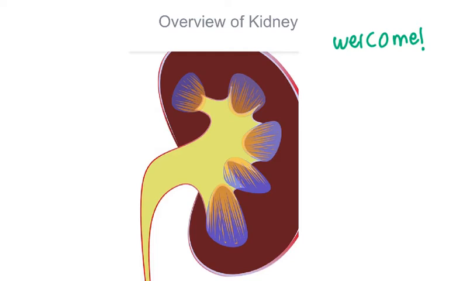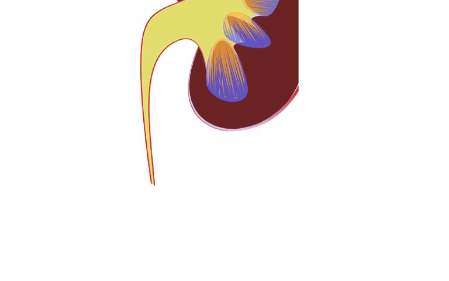So let's write some, I guess, important facts about the kidney, about what the kidney does. The kidney is actually responsible for filtering our blood. So that's one thing our kidney is responsible for, filtering our blood.